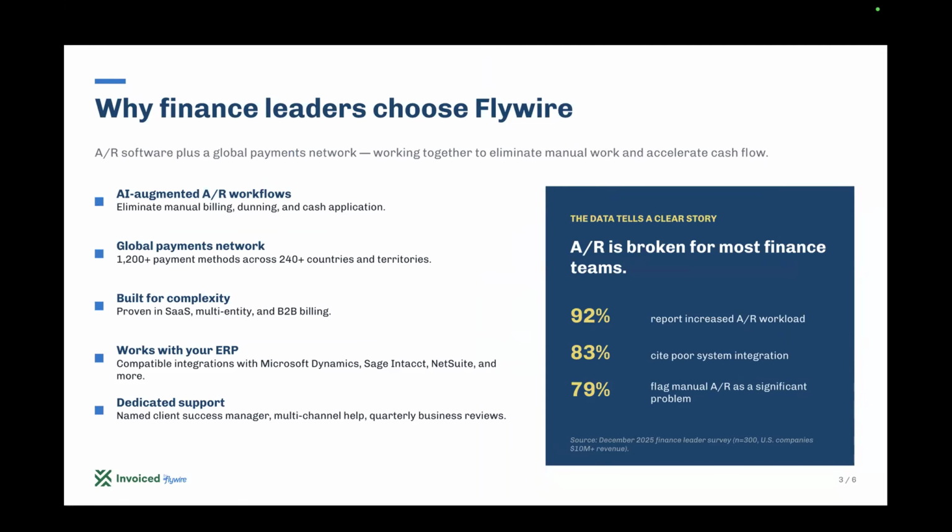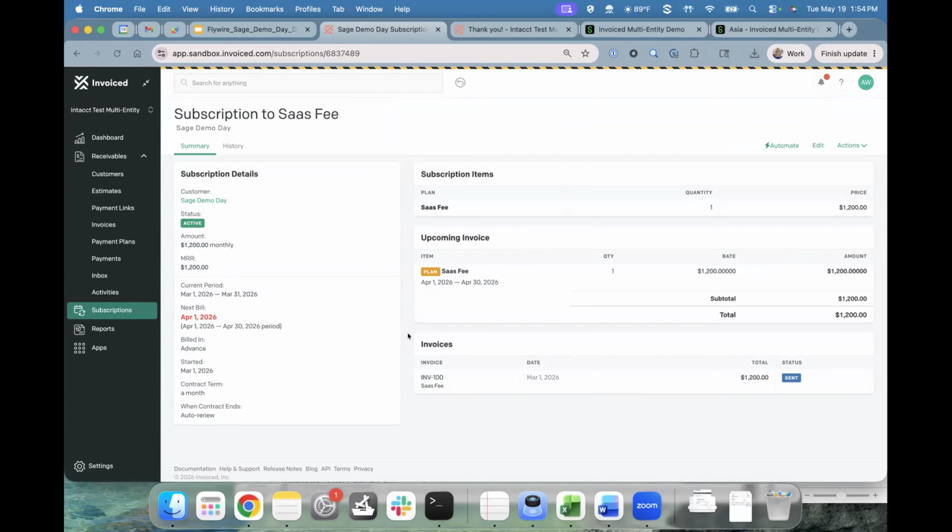We also have a bank feed tool. So if you connect your bank account, we have automatic cash application, and that posts back to Sage automatically as well. We have a subscription feature. So in this case, if you wanted to take advantage of this, your workflow would be the opposite direction. So the subscription would generate invoices in invoiced and post to Sage instead of the other way around.